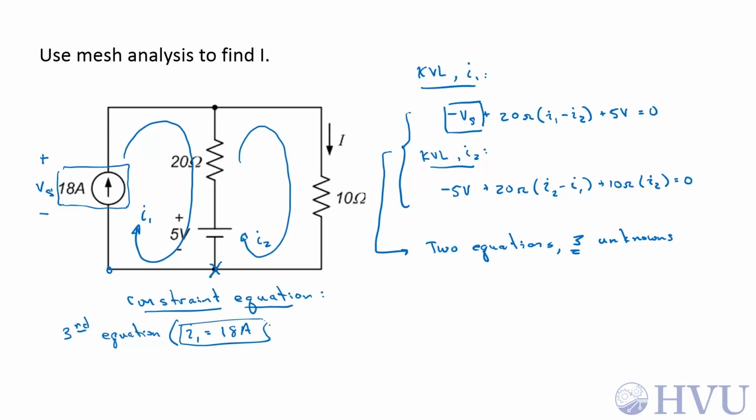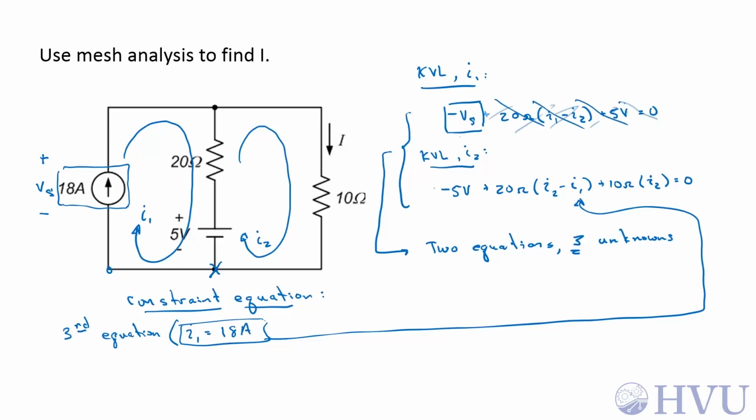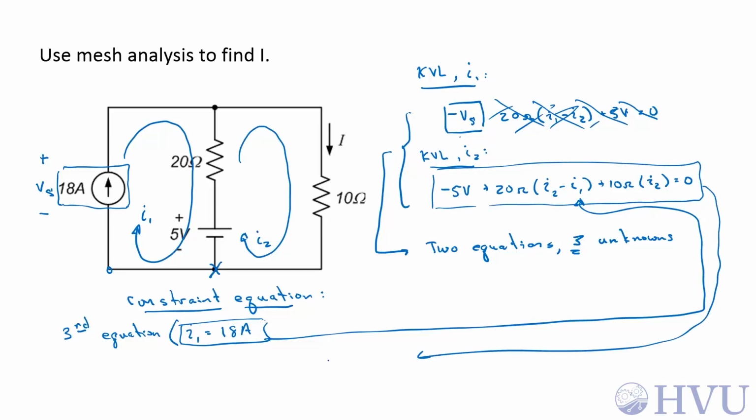I can take this equation, plug it in here. I don't really even need this equation anymore because this now becomes one equation and one unknown. If I solve that, I'm going to get I2 is equal to 365 over 30 amps. I2 is now the same as the current that I want, I, so I is equal to 365 over 30 amps, and I keep getting the same answer, which is very comforting.